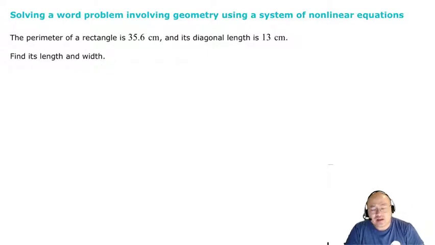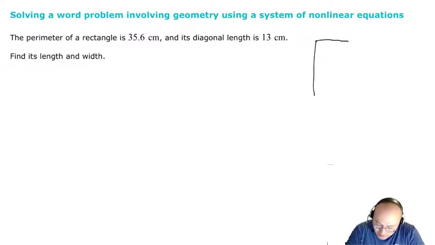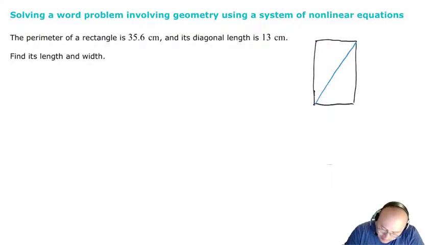First thing you want to do is draw a picture. Let's draw a rectangle. And in that rectangle, there is a diagonal. Let's say that diagonal goes across that way, and the length of that is 13 centimeters.